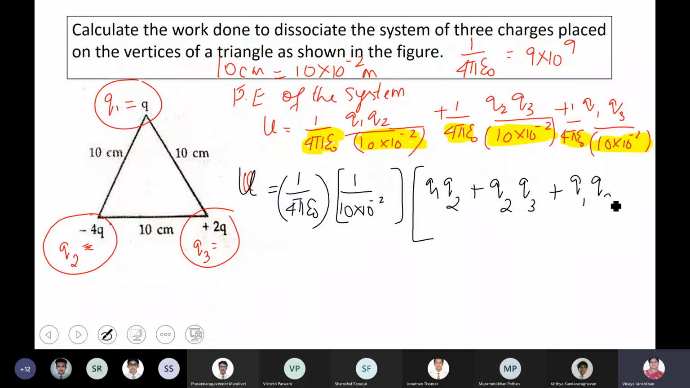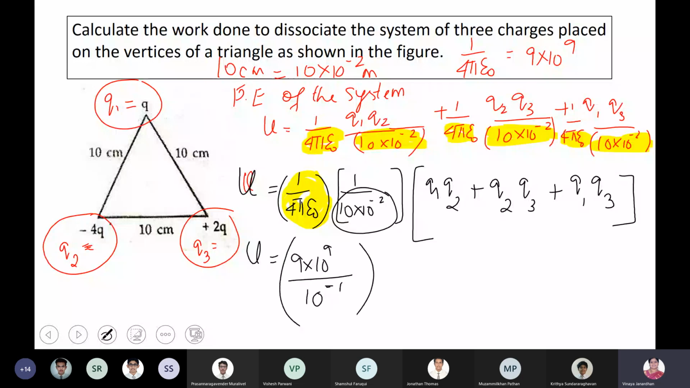So 1 by 4 pi epsilon naught is nothing but 9 into 10 to the power of 9, correct? 9 into 10 to the power of 9 divided by, look at the denominator, 10 to the power of minus 1. Now Q1, Q2 is, what is Q1?